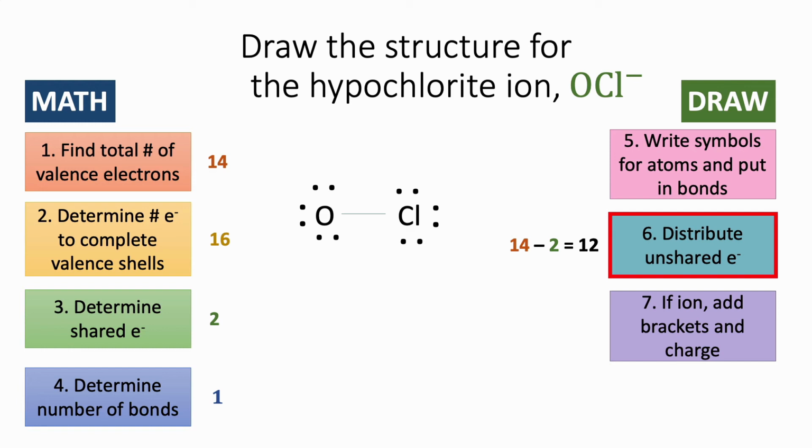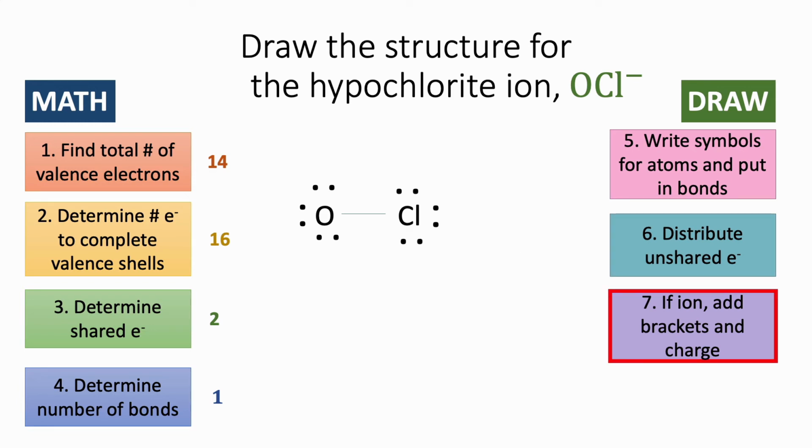So we've added 12, and I'm going to just go through and double check that we have 2, 4, 6, 8, 10, 12, 14 total electrons used, which is how many we started with. The last step says if ion add brackets and charge. So we're going to put square brackets around it like this, and we're going to add a negative sign for our -1 charge.